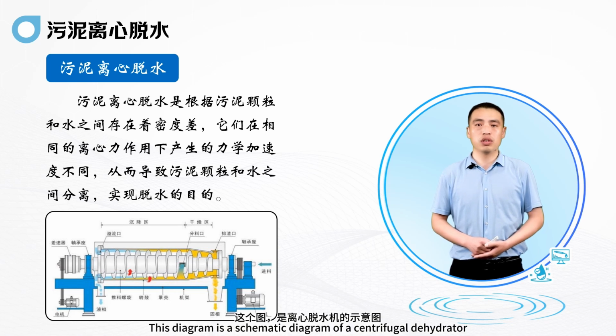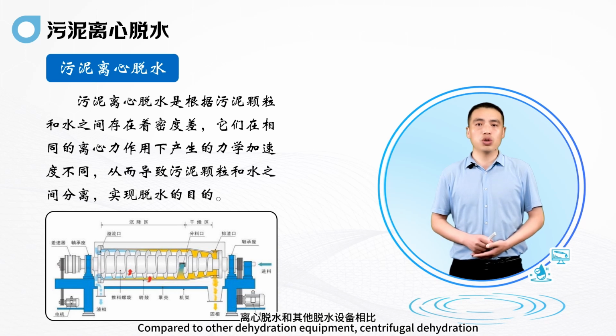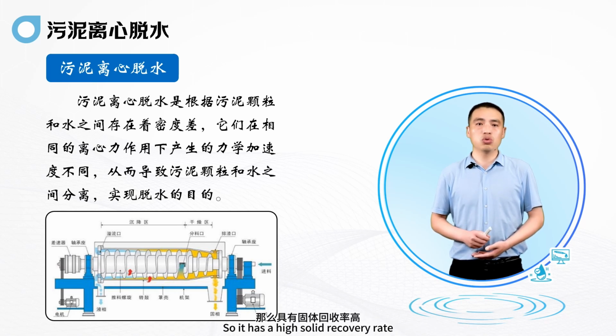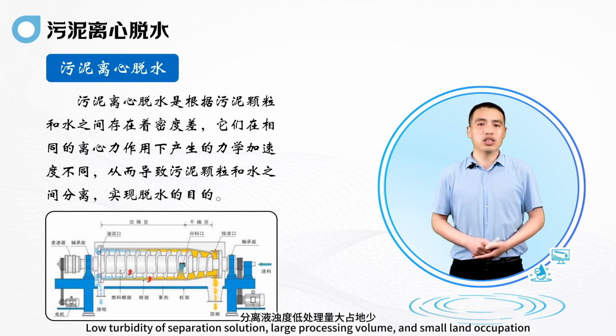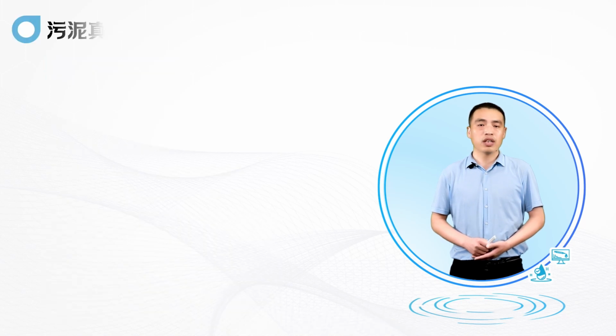This diagram is a schematic diagram of a centrifugal dehydrator. Compared to other dewatering equipment, centrifugal dewatering has a high solid recovery rate, low turbidity of the separated liquid, large processing volume, small land occupation, low infrastructure costs and equipment investment, a hygienic work environment, easy operation, and a high degree of automation. Of course, it also has its drawbacks. The disadvantages are high noise and higher power consumption. The moisture content of the dewatered sludge is still relatively high, and there may be some sand particles in the sludge, which easily wear the equipment.